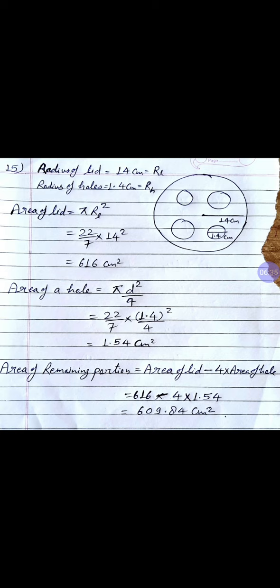A circular lid of radius 14 cm has 4 circular holes of diameter 1.4 cm each. Find the area of the remaining portion of the lid. In the diagram I made here, there is a big lid of circular shape and it has 4 holes in it of diameter 1.4 cm. Now the radius of the lid is equal to 14 cm, that is RL. The radius of the holes is 1.4 cm, RH.